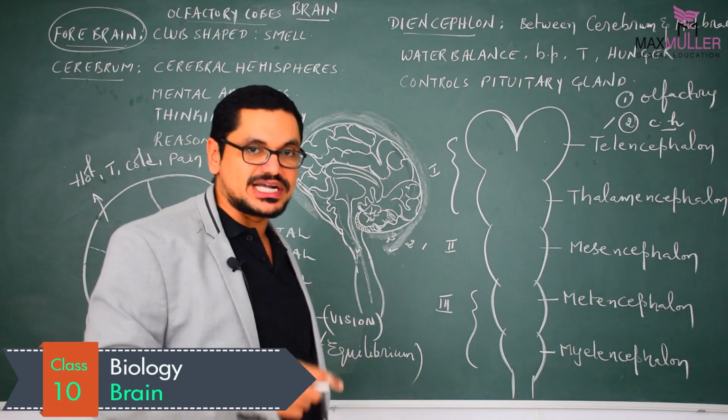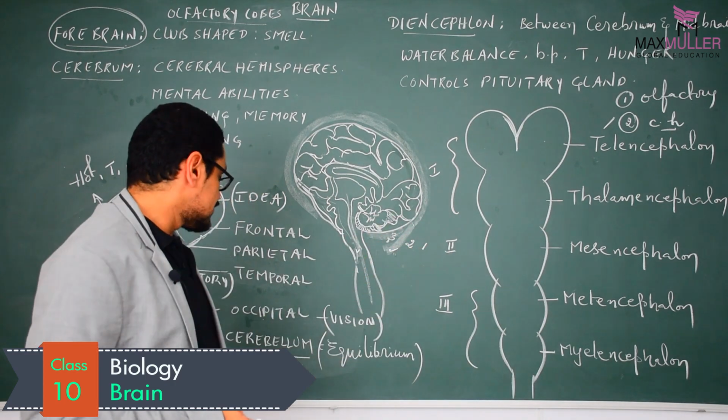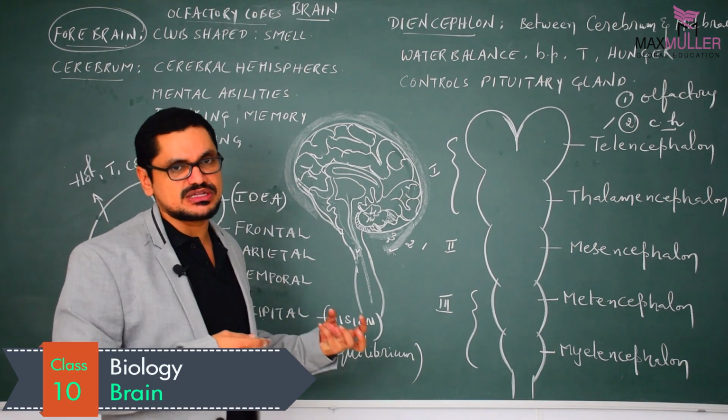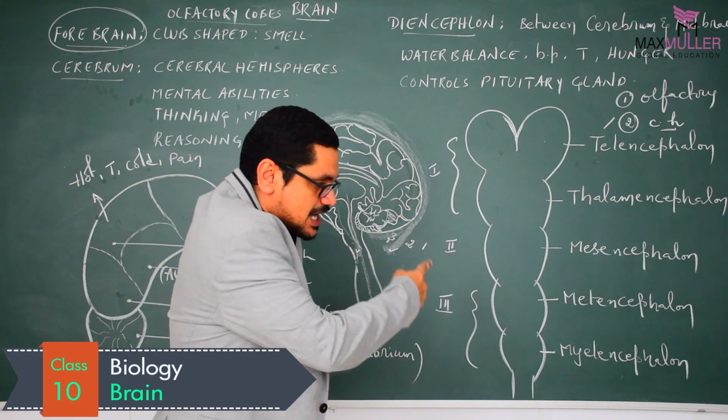A-T-A-X-I-A. Taxi means movement. A means absent. Ataxia, there will be no movement. So the cerebellum is a very important portion in the brain. I will explain it in the last part of the brain.